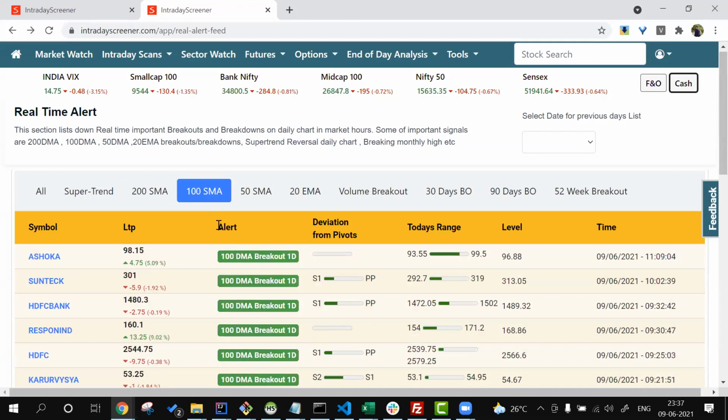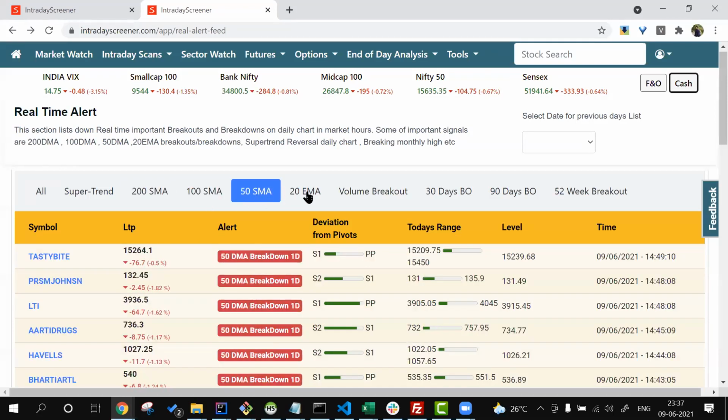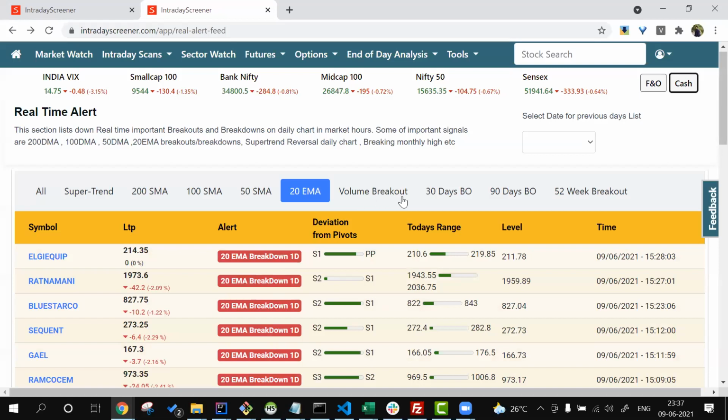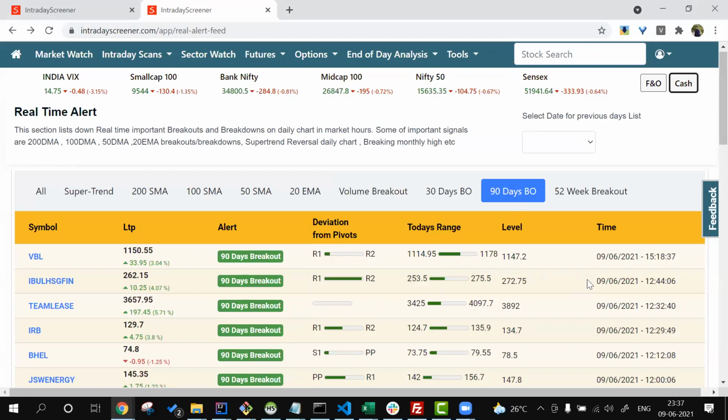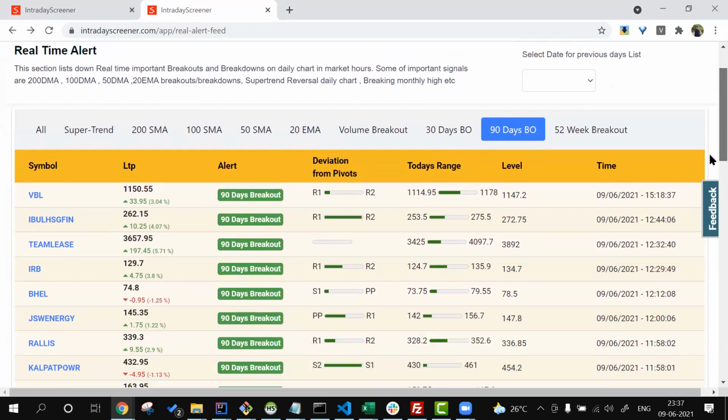Similarly, 100 SMA breakout, breakdown, 50 SMA breakout, breakdown, 20 exponential moving average. Kindly note that all these moving averages are on the daily chart. So you must make sure that everything is on the daily chart. Then 30-day breakout, 90-day breakout, 52-week breakout. Again, you can track here. If you just click on 90-day breakout, you can see time wise how the stocks are breaking this.